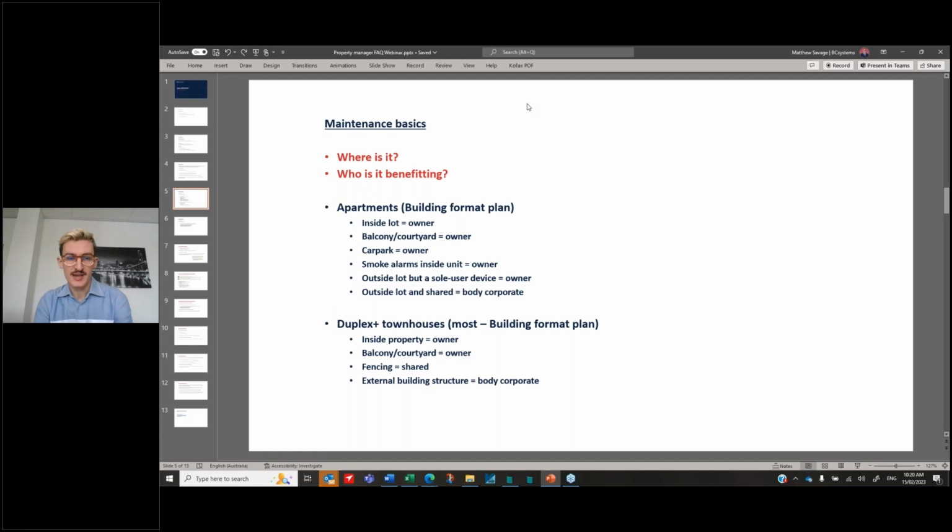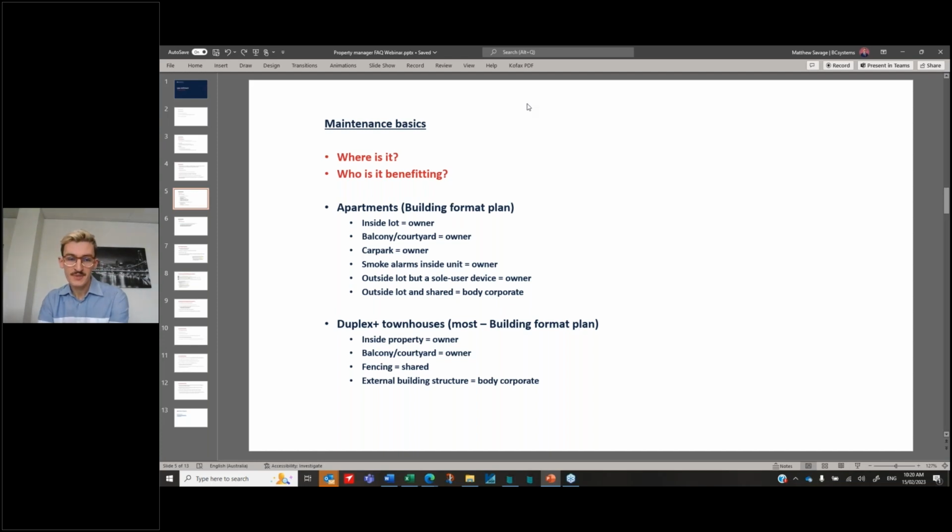Most duplexes and townhouses are also a building format plan. So the rules are generally similar for most duplexes and townhouses, which is that inside the property is owner, balconies and courtyards are owner. Fencing is something you don't get in apartments generally, but in duplexes and townhouses, fencing is generally shared between the two people on either side of the fence. So if it's between two units, those two people will generally split the cost. If it's between a unit and the common property, it's generally a split between the one owner and the body corporate.